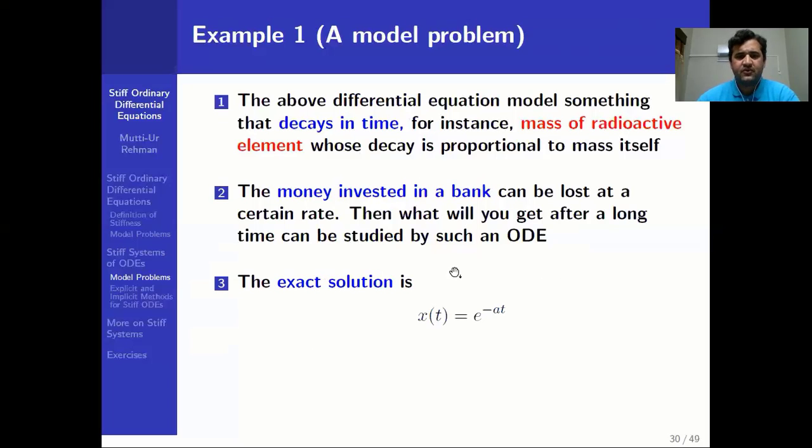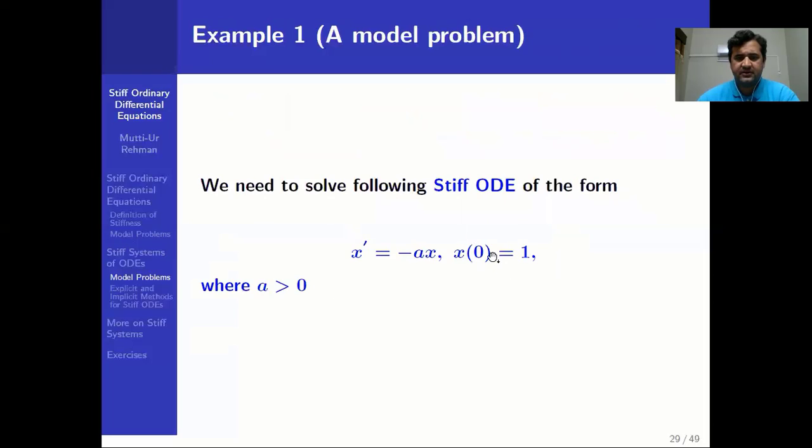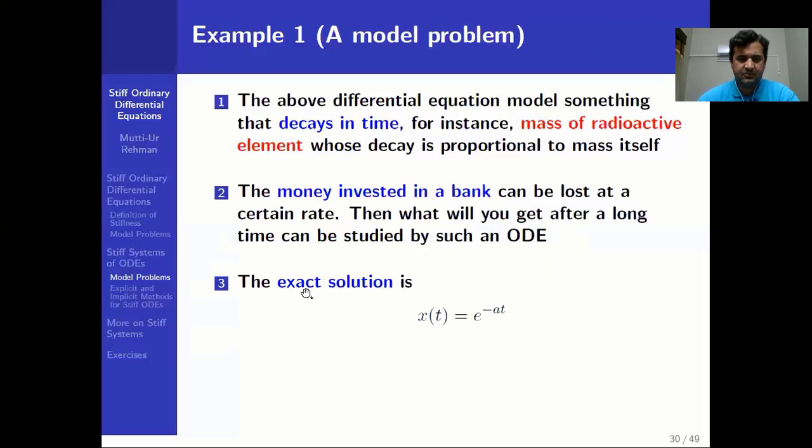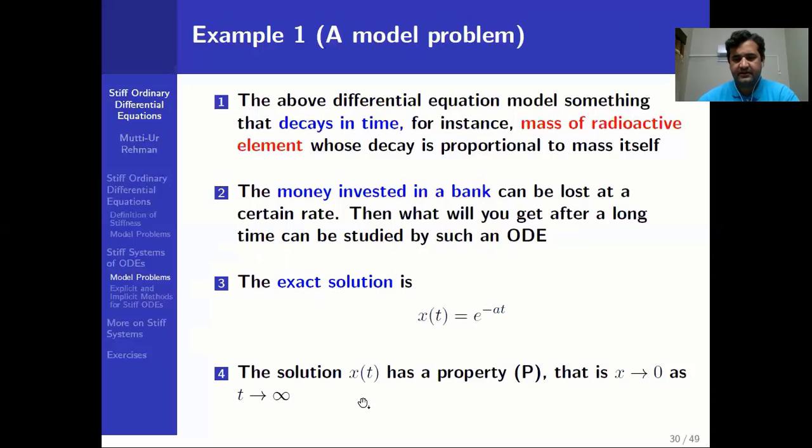So for this particular problem, if you use some available analytical approach, you will get the exact solution, okay, which is this exponential function. And basically, we are interested in a property, let's say P, for the solution. And the property says that the long-term behavior of your solution is that it decreases asymptotically. Of course, you go back to 0 actually, okay?